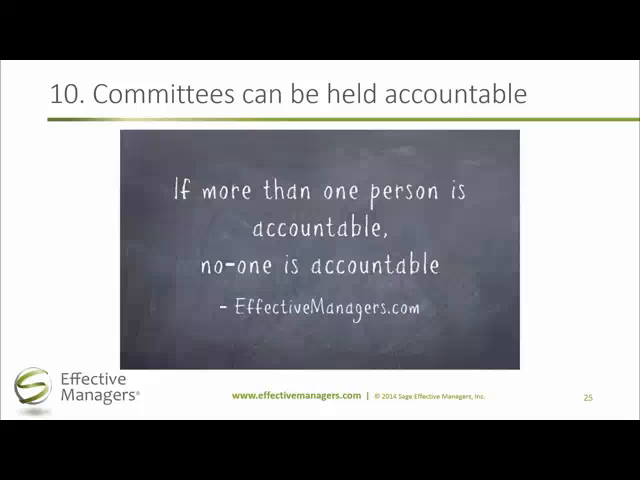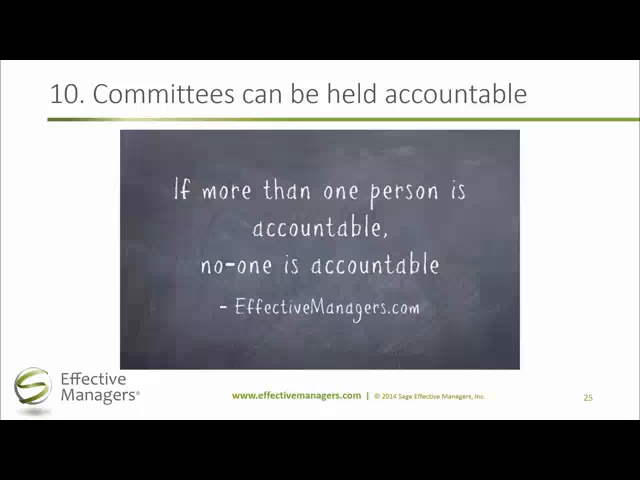The tenth fallacy that I'd like to cover off today is that committees can be held accountable. And again, this is something that I see in organizations all the time. A committee or a task force or some other formal body is put in place and is made accountable for a process. Perhaps the allocation of capital investments. It might be in the nature of the way other kinds of processes are set up in the organization, or it could be for the process itself. So a team is put in place in some way and then held accountable for the results.